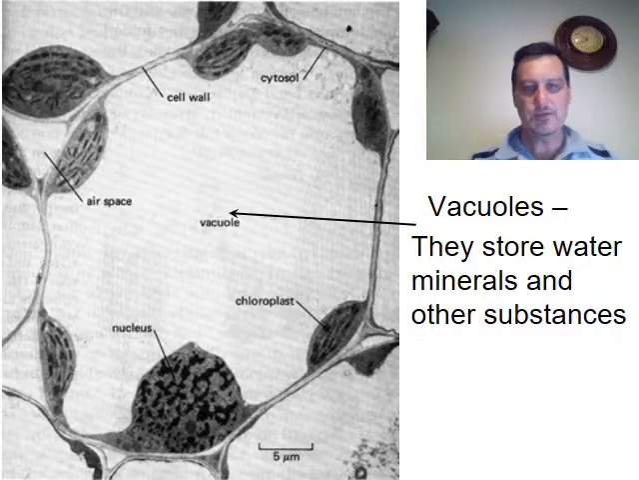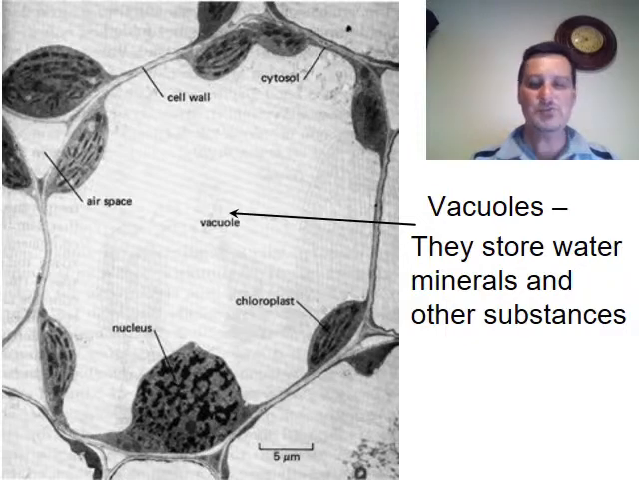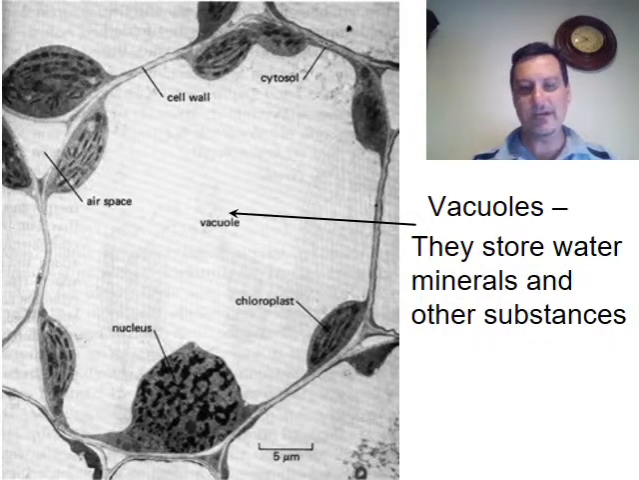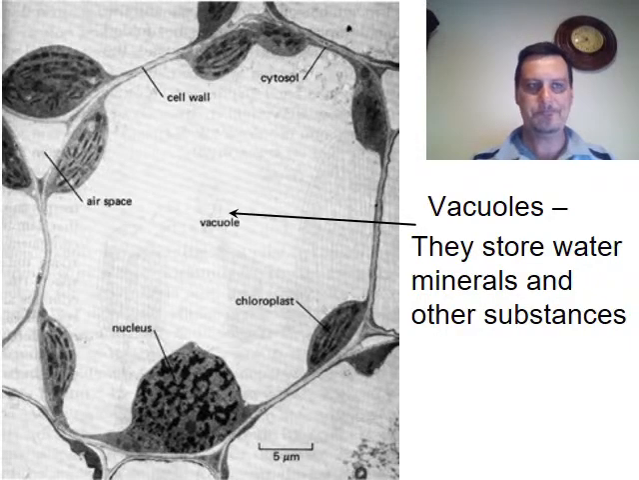Now we're back to the plant cells again. So this is a structure which is distinct for plant cells, and this is the vacuole. This stores water, minerals and other substances. Vacuoles do exist in animal cells, but they are very, very tiny and very, very hard to find even with an electron micrograph. So from our point of view, we'll just say that vacuoles are characteristic of plant cells.